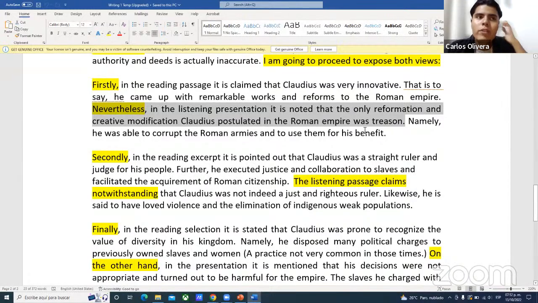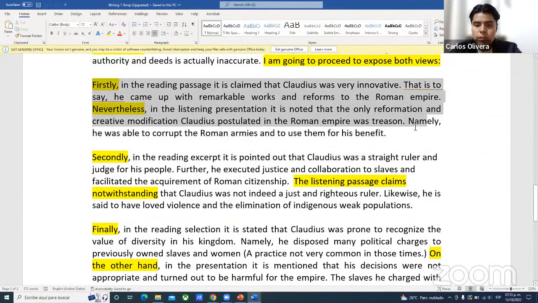of paying soldiers to bring annihilation or execution to the last emperor was later on repeated by other aspirants to the throne or to the empire. So it happens that we are summarizing that. Nevertheless, in the listening presentation, it is noted that the only reformation, creative modification that Claudius postulated in the Roman Empire was treason, right? And if you notice, we are constantly doing that exercise that I told you.